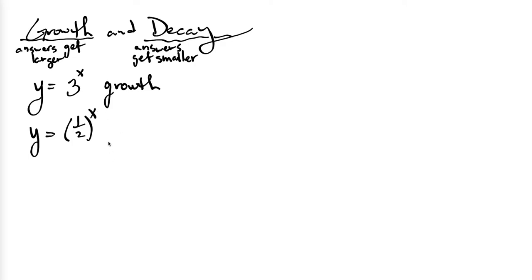So 1/2 to the x. If I plug in 1, the answer would be 1/2. If I plug in 2, what would the answer be? 1/4. 1/2 squared would be 1/2 times 1/2, so that'd be 1/4. This one would be decay.